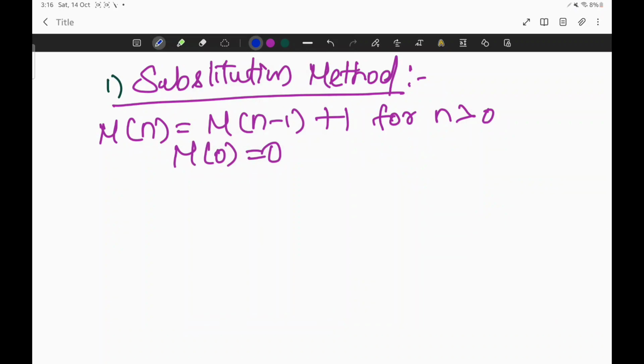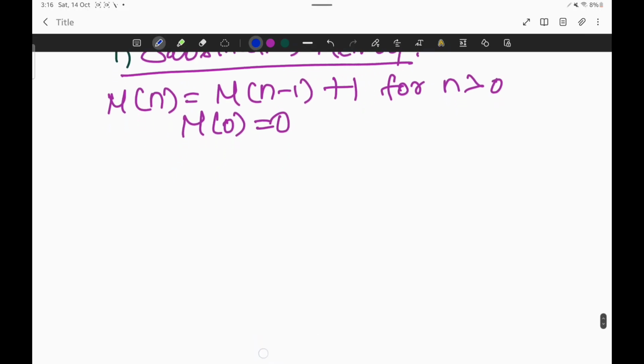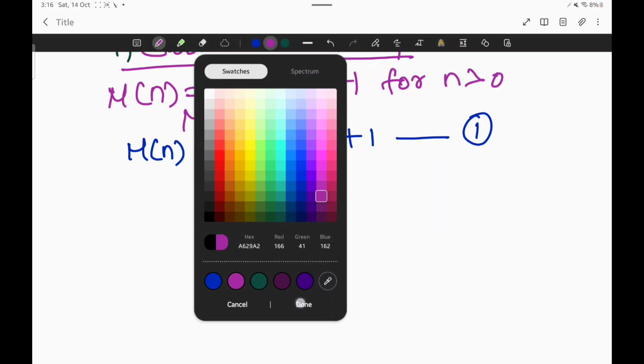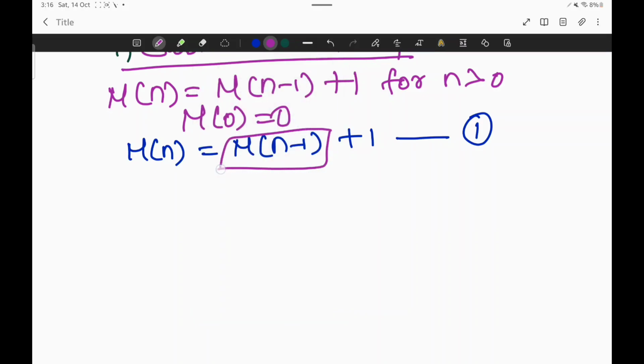So last class we have seen what a recurrence relation is and how to frame the recurrence relation for the factorial value. So this is the recurrence relation for the factorial recursive function: M of n is equal to M of n minus 1 plus 1. We shall take this as the first equation. Now we will see how to solve it using the substitution method.